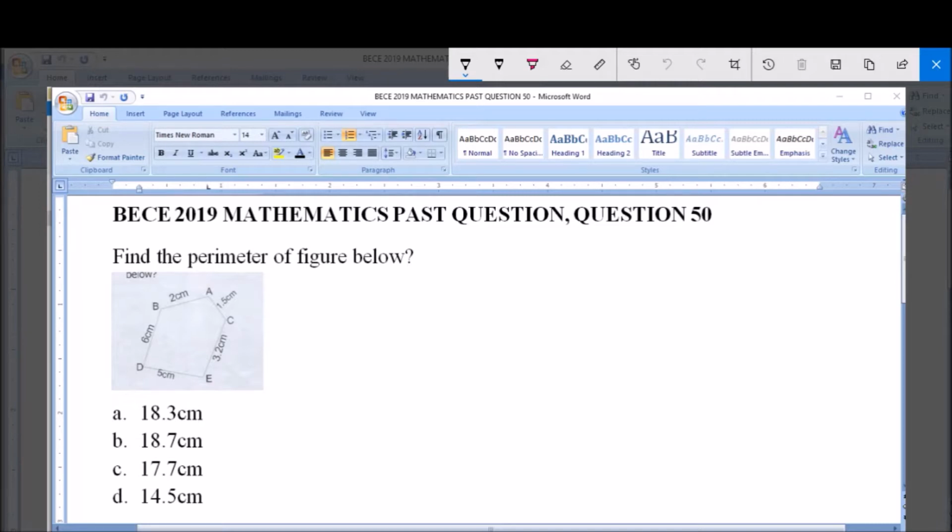Find the perimeter of the figure below. Now you can see this figure below. This figure here has 1, 2, 3, 4, 5 sides, and each of these sides has its length. So we have to find the perimeter of this figure. Now A says 18.3 cm, B says 18.7 cm, C says 17.7 cm, and D says 14.5 cm.